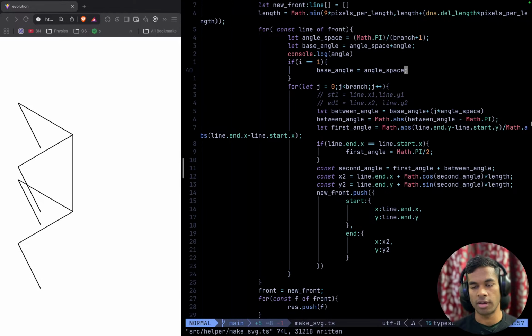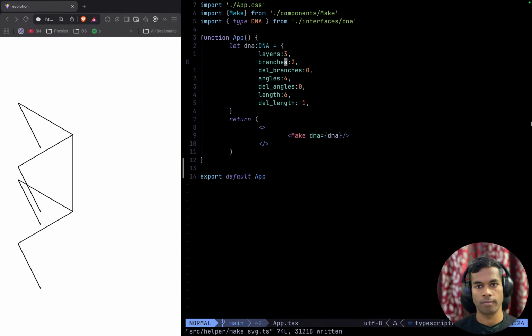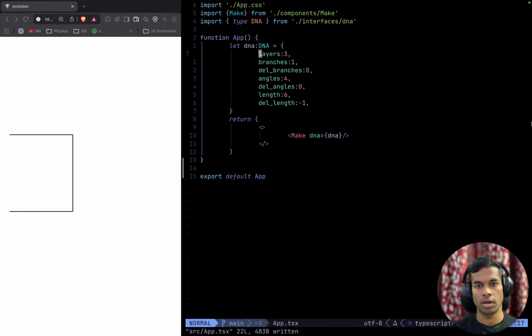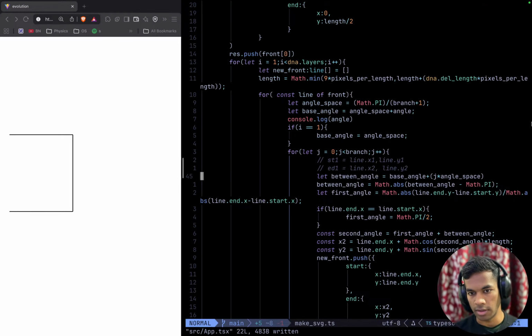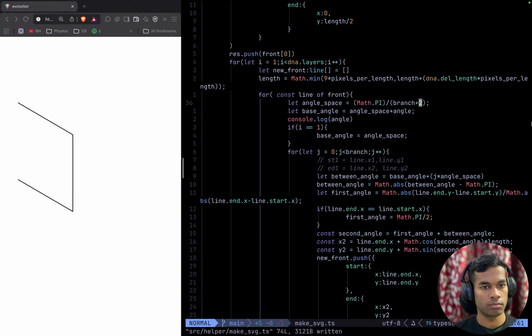Okay, base angle. Angle is space. Yes. Angle space. Okay. Right, angle space. Okay. Branches is 2. Make it 1, and layers also decrease by 1, and plus 2. Hmm.